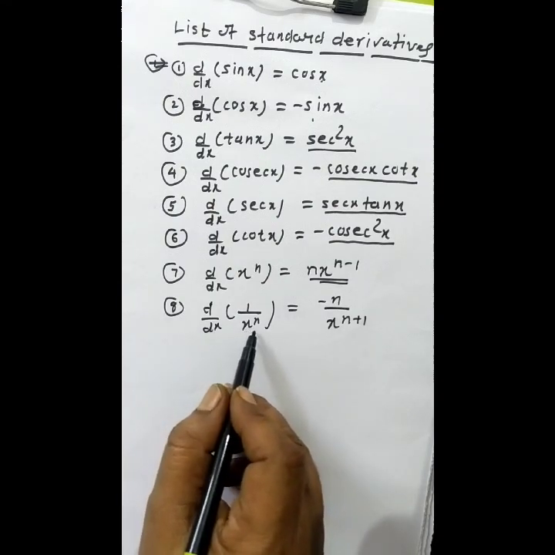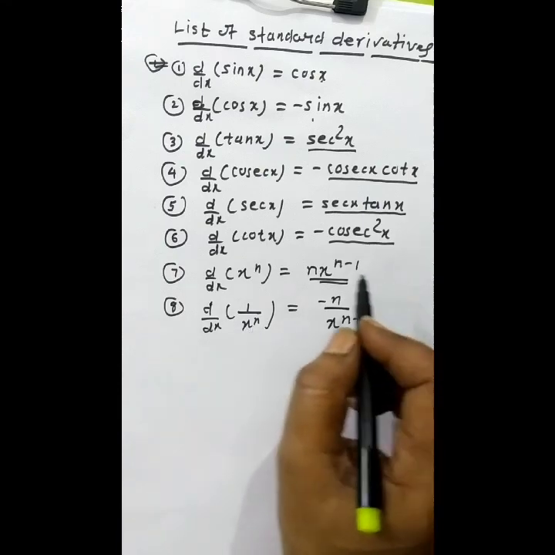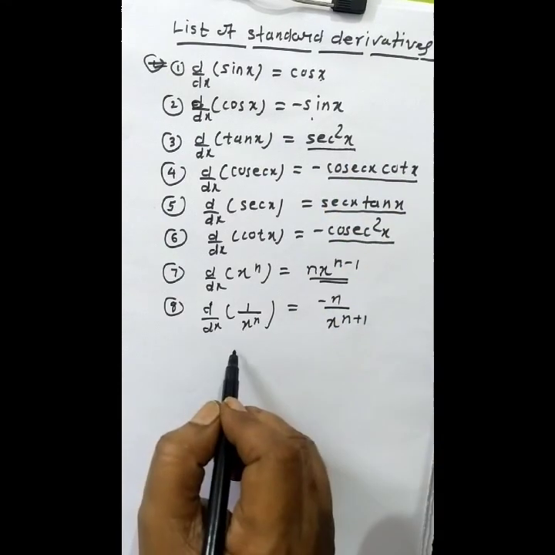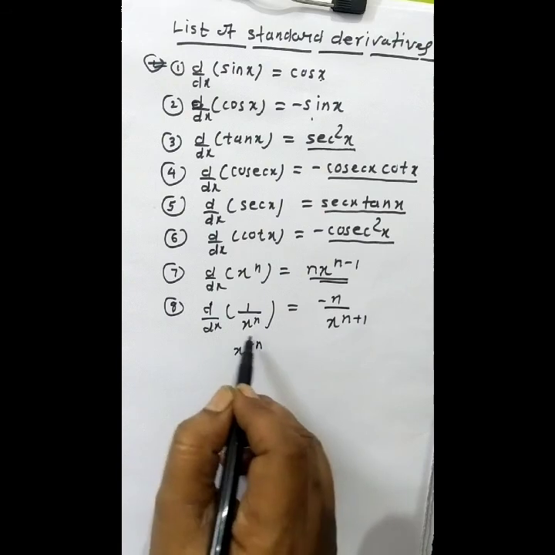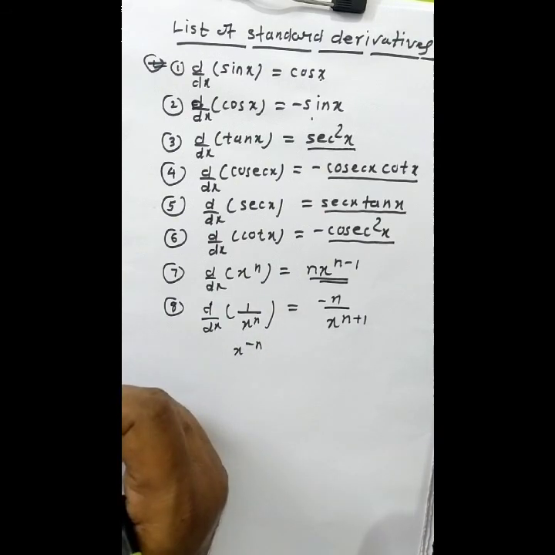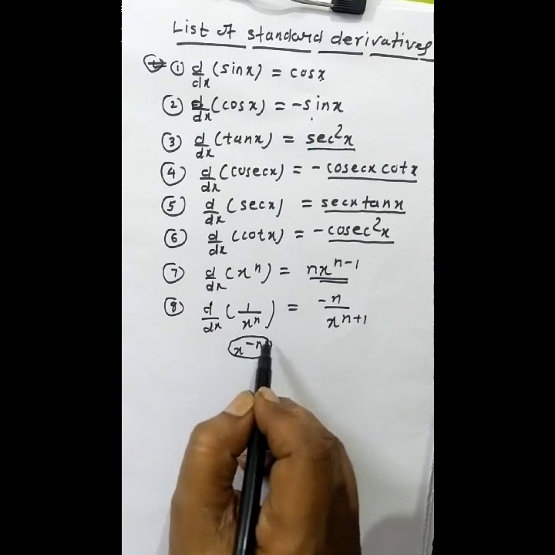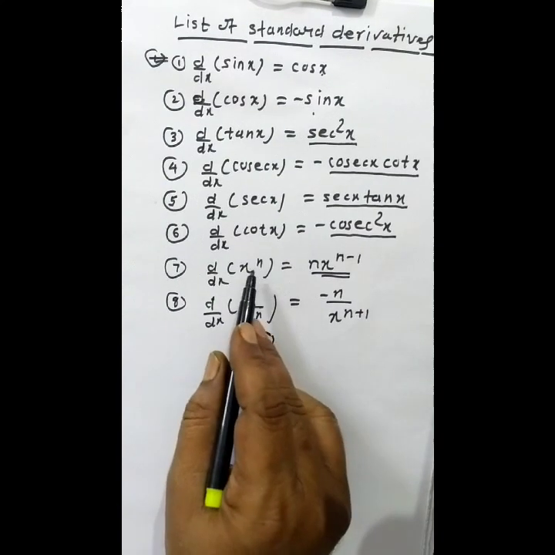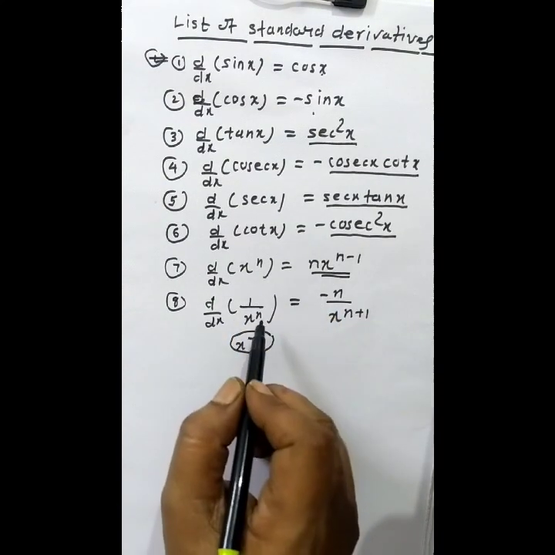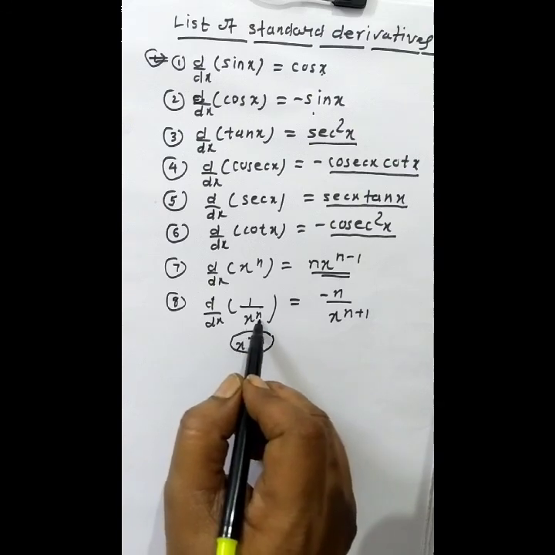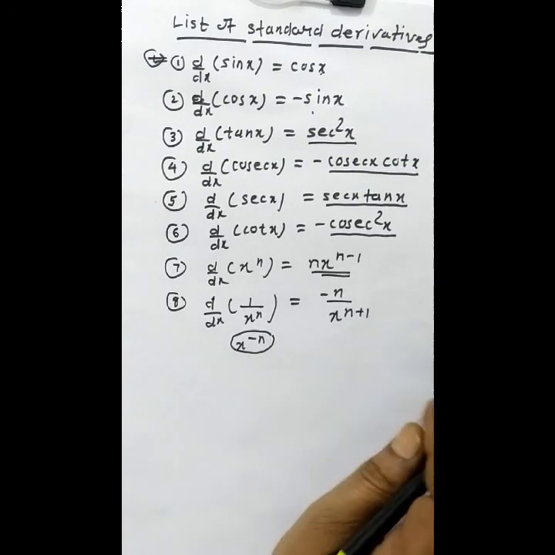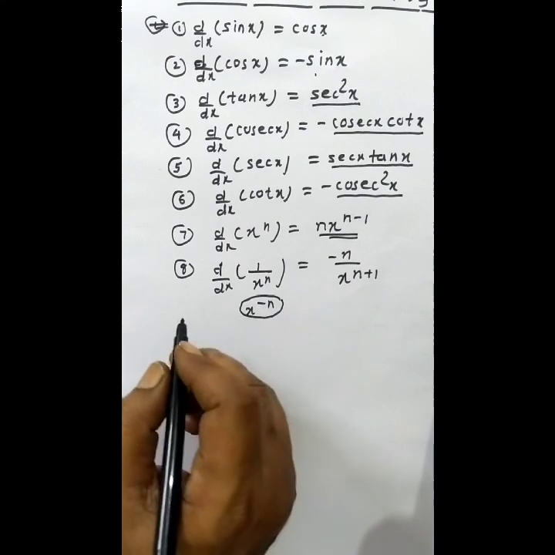The second one you can also write in the form of x raised to minus n. If you take it to the numerator as x raised to minus n and apply the first formula, you get the same result, but to avoid confusion, I have made a separate formula and given it to you. So x raised to n gives n into x raised to n minus 1. 1 upon x raised to n gives minus n upon x raised to n plus 1.